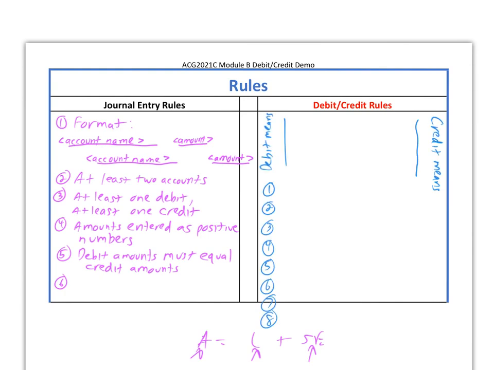So now let's start building out the debit and credit rules. Now that you have the journal entry rules in place, let's think about debit and credit rules. And the first thing I want you to think about here is I have two definitions here. I have debit means on one side here, and I have credit means on the other side.